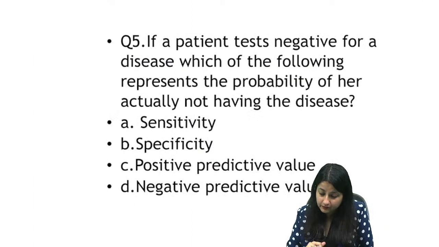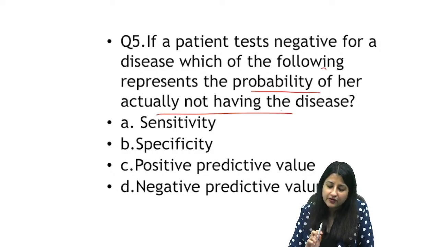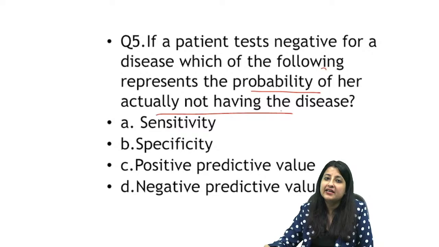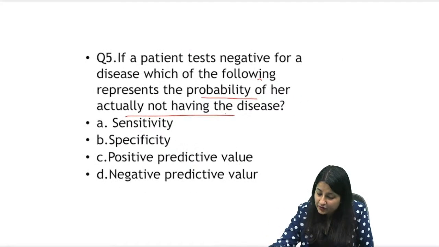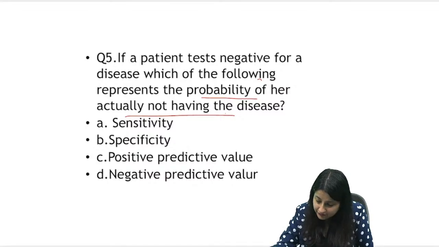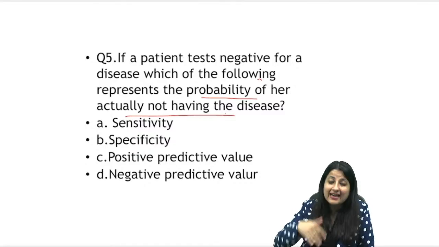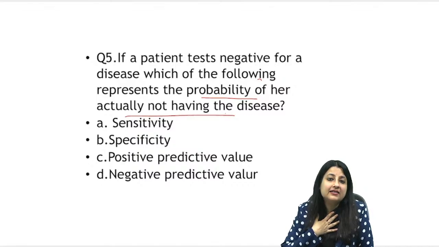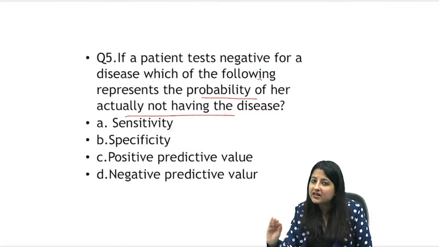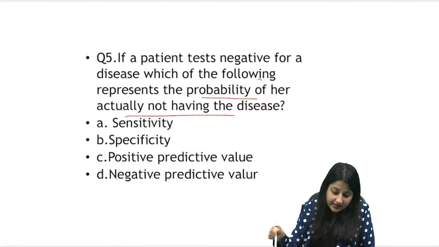चलो. If a patient tests negative for a disease, which of the following represents the probability of her actually not having the disease? Now, in another way, I have put it out. Quickly tell me, if a patient tests negative for a disease, what of the following represents the probability of her actually not having the disease? मेरा स्क्रीनिंग टेस्ट नेगेटिव आया, क्या वाकई में मुझ में डिजीज नहीं है? तो ये क्या है? ये क्या है?